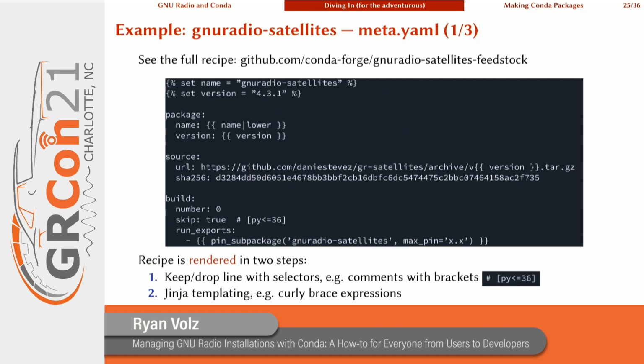And then the next step in rendering is to fill in the template with all these variables in double brackets or bracket and percent signs that you see here. And this is using the Jinja templating language. And once you've rendered all of that out, you have a complete full meta.yaml file.